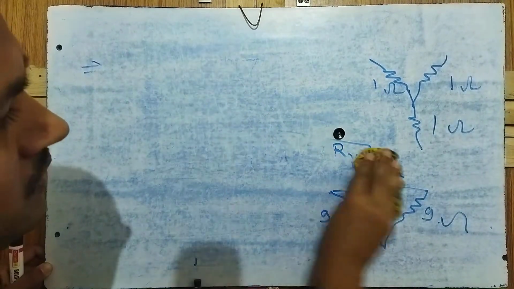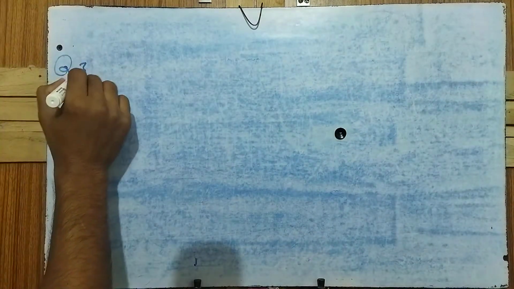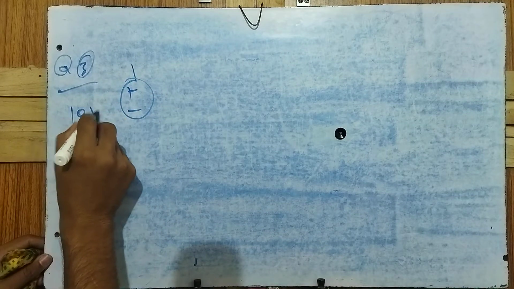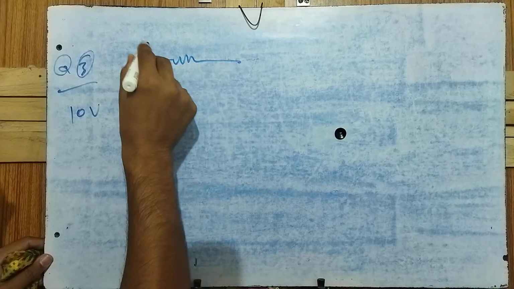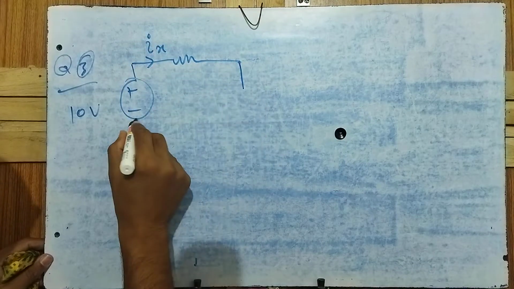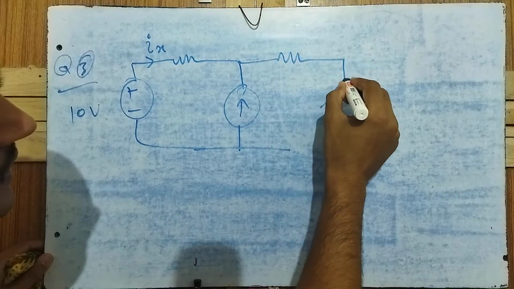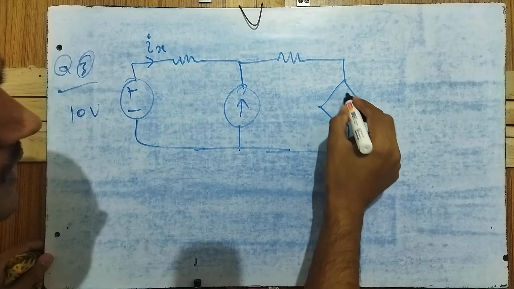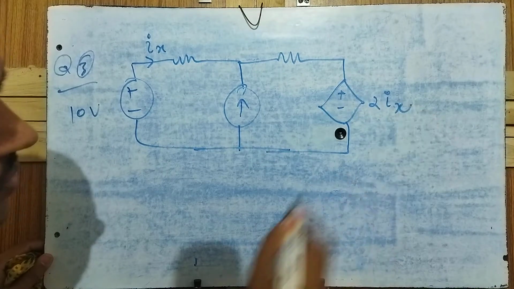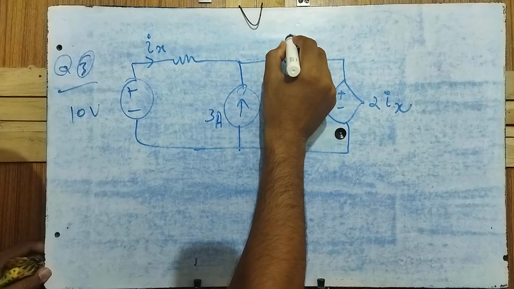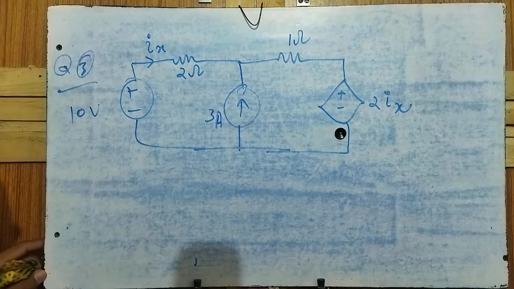Third question is to solve a network with a plus minus 10 volt source, Ix, a current source of 3 ampere, a resistor of 1 ohm, a dependent voltage source 2Ix, and 2 ohm. Then what is the value of Ix, right?